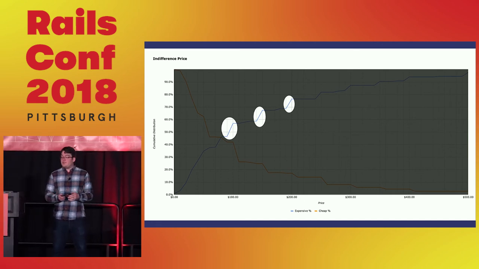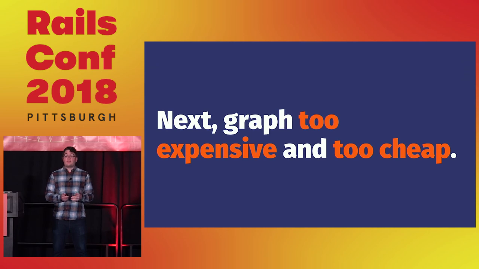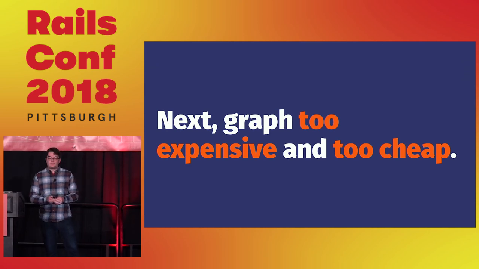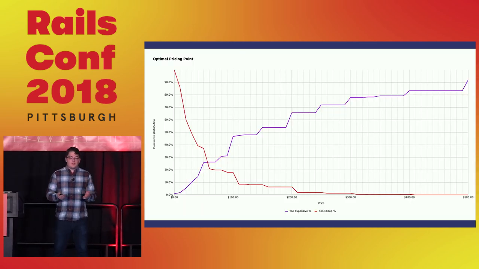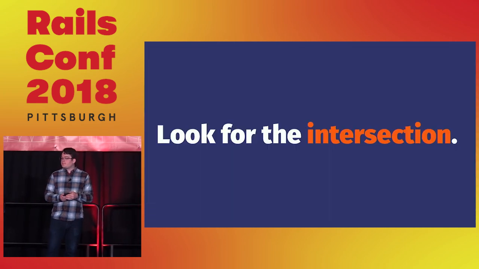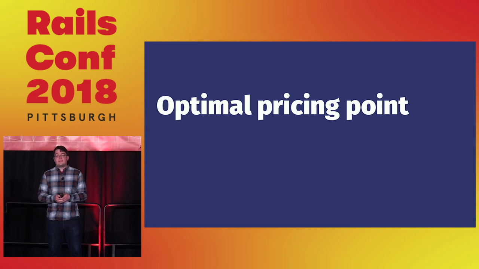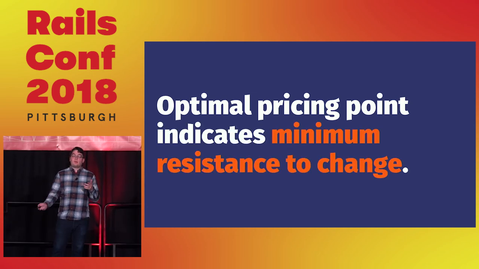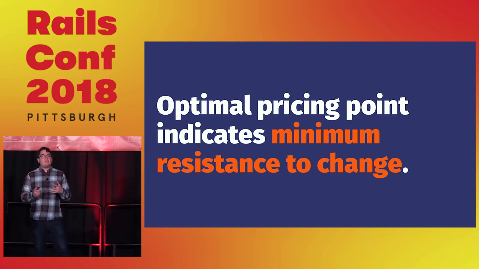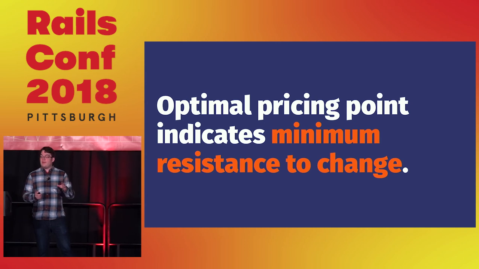All right, so we've looked at these two curves. Next, we want to graph the too expensive and too cheap curve. Here's the results. Again, we're going to look for the intersection. In this case, it's the optimal pricing point that we're looking at. The optimal pricing point indicates that there's minimum resistance to change. The fewest people drop off when you change from this value.